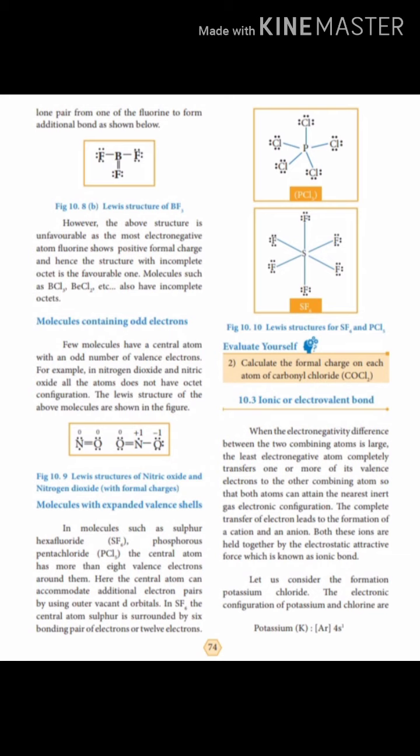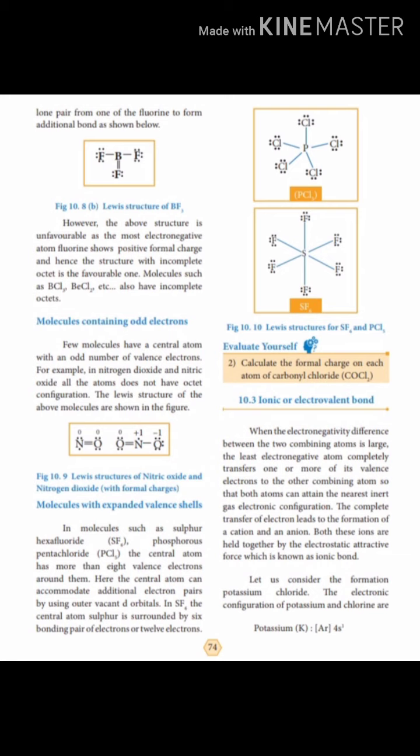The Lewis structures of sulfur hexafluoride and phosphorus pentachloride: the central atom has more than 8 valence electrons around it. Here the central atom can accommodate additional electron pairs by using outer vacant d orbitals. In sulfur hexafluoride, the central atom sulfur is surrounded by 6 bonding pairs of electrons, or 12 electrons.